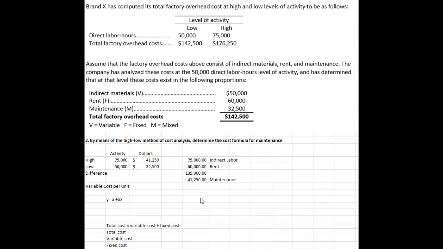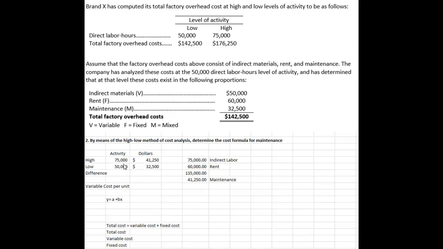So the second part of the problem here asks us to determine the cost formula for maintenance costs if we're using the high-low method, and this is fairly simple as well. I've taken the information they've given us and set it up this way so that we've got the high level of activity, and this is the one thing you want to pay attention to. You're not going to pull the costs right from here because this includes both the variable indirect materials and the fixed rent costs. We're looking only for the mixed cost, which is maintenance.